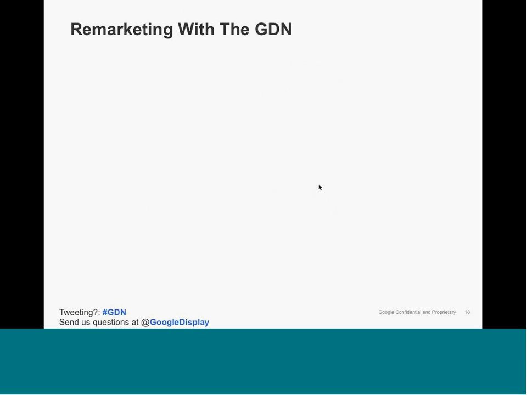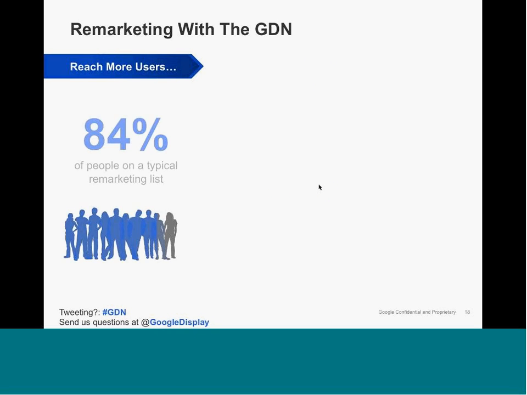So why would you want to do remarketing with the GDN? Imagine that you have a remarketing list. Chances are we can reach 84% of users on that list. That's the reach we achieve for the typical remarketing list on the GDN.